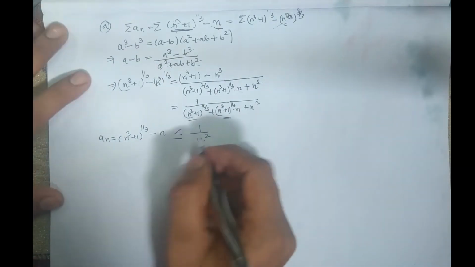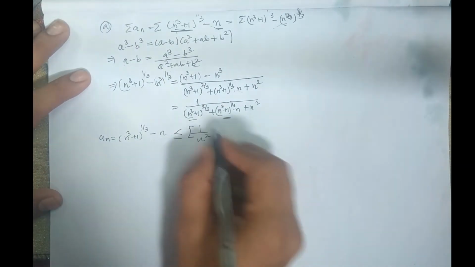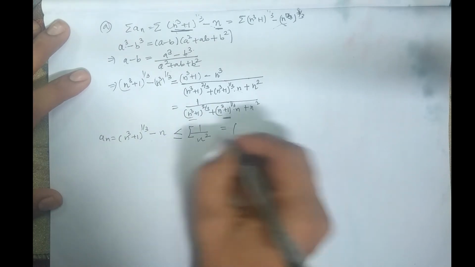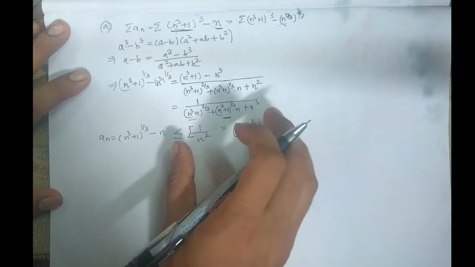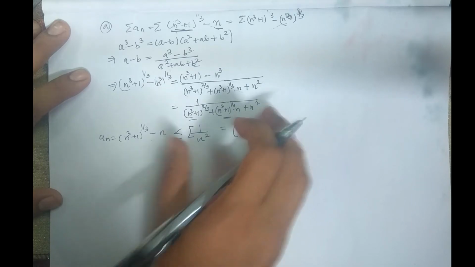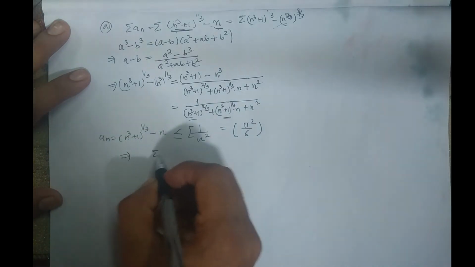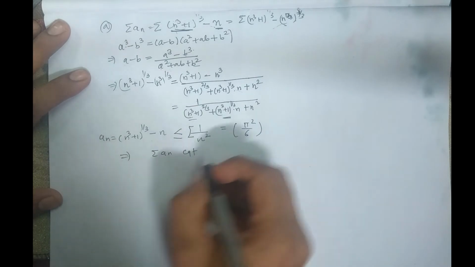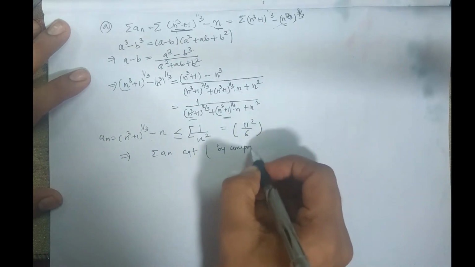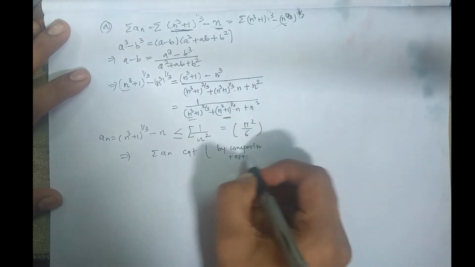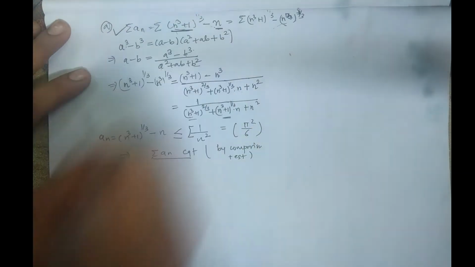Now see, we know that the series of 1 by n square is convergent, and in fact the value of this series is pi square by 6. This is a well known series. Whenever my bigger series is convergent, then my smaller series has to be also convergent. Okay, and this is by the comparison test, so this series is convergent.